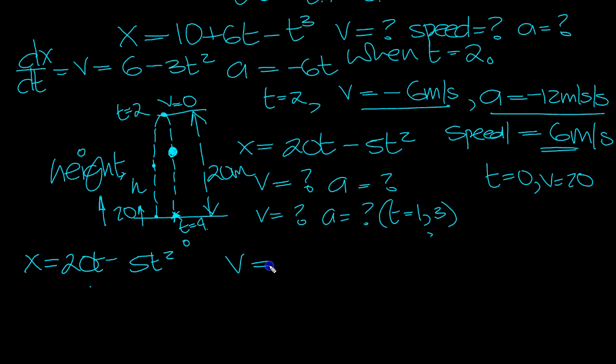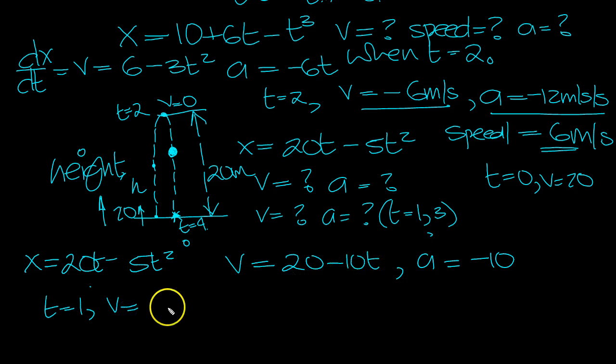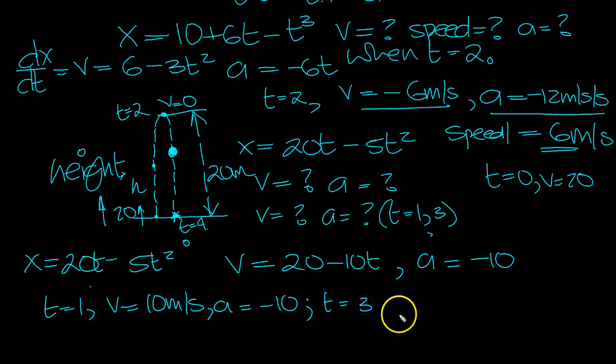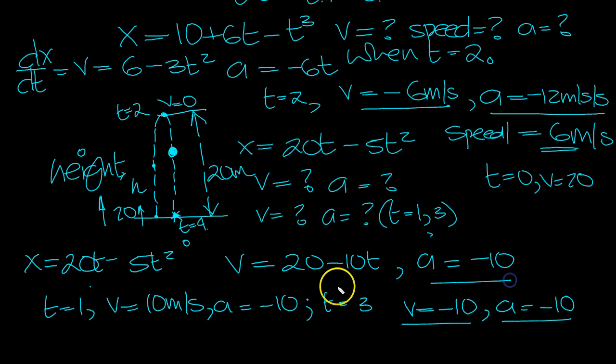Well, the velocity, just differentiate dx dt, 20 then, minus 10t. The acceleration, differentiate this, that goes to 0, this is minus 10. That's the velocity and acceleration. What's the velocity and acceleration when t equals 1? Well, v will equal, put 1 in, 20 minus 10 is 10 meters per second then, and the acceleration is minus 10. And when t equals 3, the velocity is equal to, put 3 in, 20 minus 30 is minus 10. And the acceleration is still minus 10 meters per second per second.